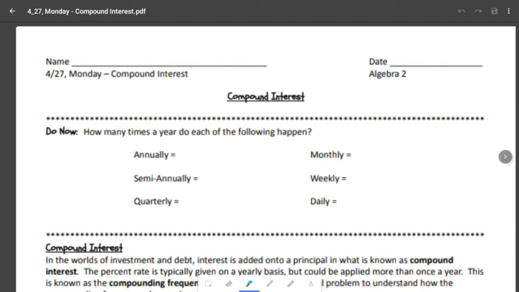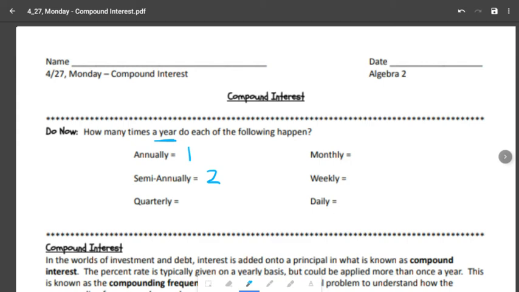So first, take a second and look at each of these first things in the top area. How many times a year do each of the following happen? So try to answer these and then I'll go over them. So first one, annually. How many times a year? So in 1 year, annually would happen once. Semi-annually means that it happens twice, 2 times in a year.